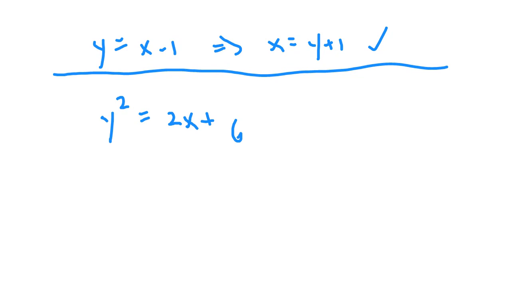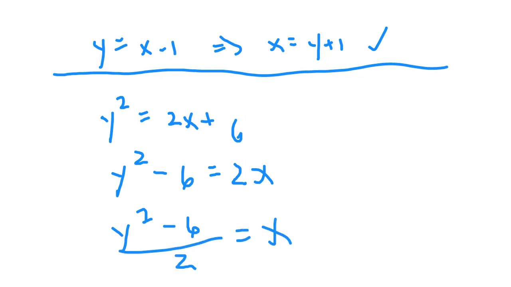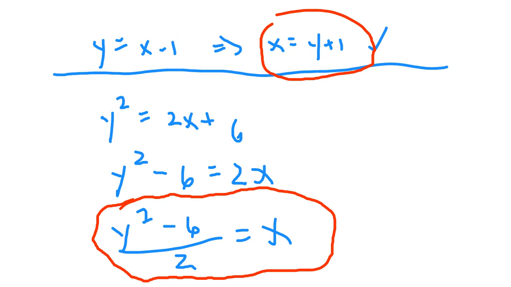But we can write that as y squared minus 6 equals 2x. And so (y squared minus 6) over 2 equals x. So this is how they get those two left and right functions in figure 12b.